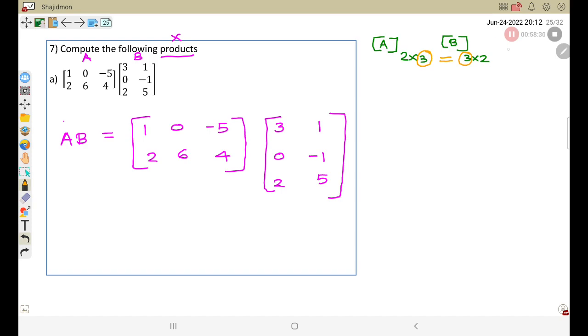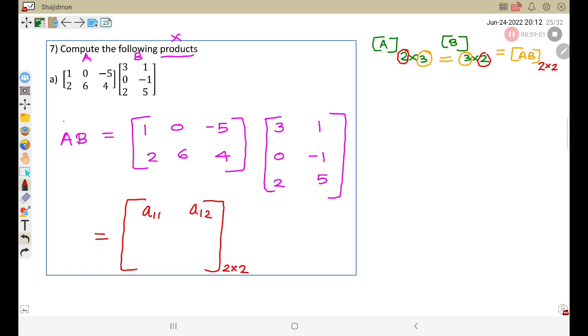Yes, we can multiply. So what will be the order of the AB matrix? The AB matrix order is the first and last number: first number 2, last number 2. So the answer should be a 2 by 2 matrix. Now we will start the answer. Keep in mind, it should be a 2 by 2 matrix.